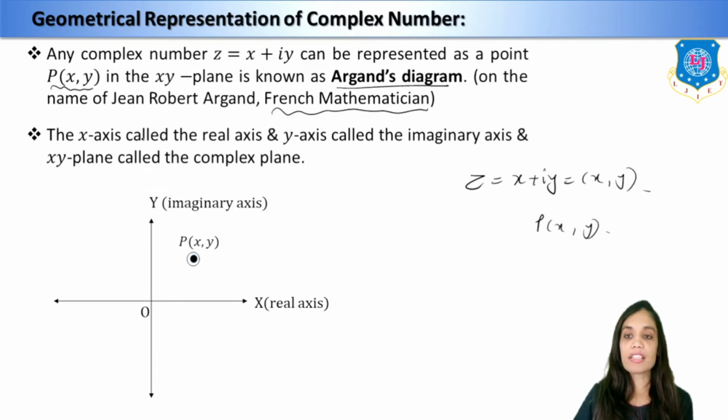So the x-axis is called the real axis, you can see over here, and the y-axis is called the imaginary axis in the xy plane, right? And this plane is known as the complex plane, where we denote our complex number as P of x comma y. So this you have to remember, right? This can be asked as an example.